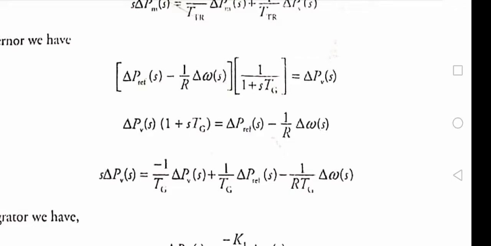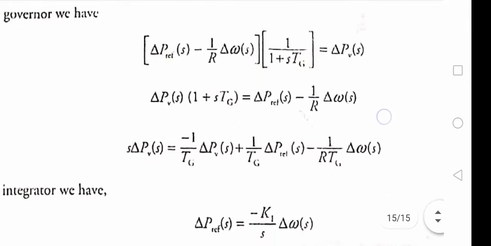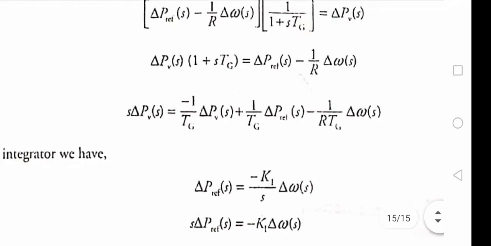So delta PV of S of 1 plus STG is equal to this equation completely, it will remain as it is, delta P reference of S minus 1 divided by R of delta omega S. So for this equation again multiply by the S domain equation. S of delta PV of S is equal to, here TG is the term, so take it as minus of 1 divided by TG of delta PV plus 1 divided by TG of delta P reference minus of 1 divided by RTG of delta omega S.